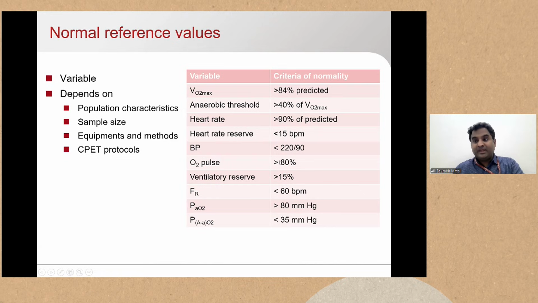Oxygen pulse is VO2 by heart rate, so that should also reach more than 80% of predicted. Ventilatory reserve, that means the gap between minute ventilation and maximum voluntary ventilation, should be more than 15%. Respiratory rate should not exceed 60, and there are some oxygenation parameters as well. These values are not absolute and they vary from population to population, but these are the generally used values for interpretation of the test.